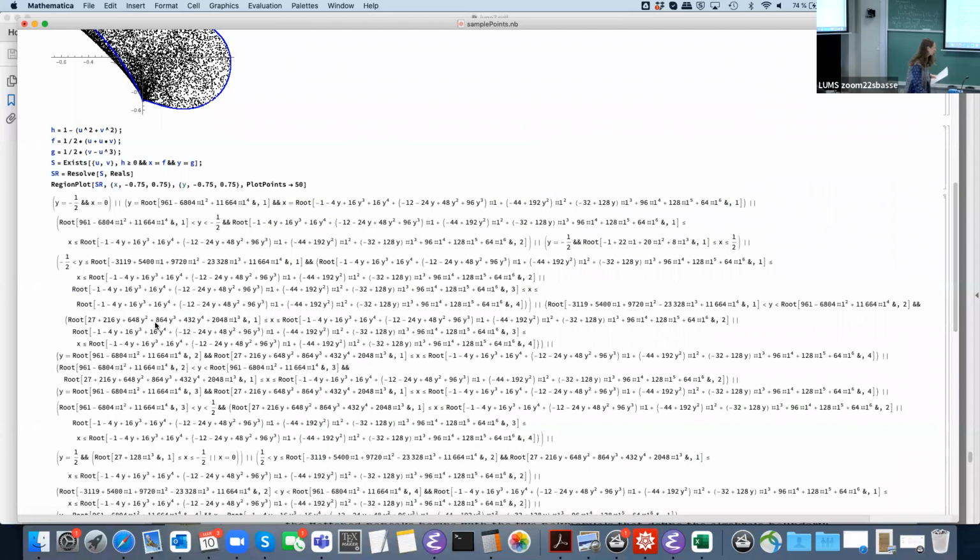Another approach, unfortunately, it's a little bit small, and I'm not sure how to make it larger. Let's see. The command plus is going to work. Unfortunately not. So another thing, there is the Resolve command in Mathematica. From algebraic geometry, maybe some of you are familiar with elimination.